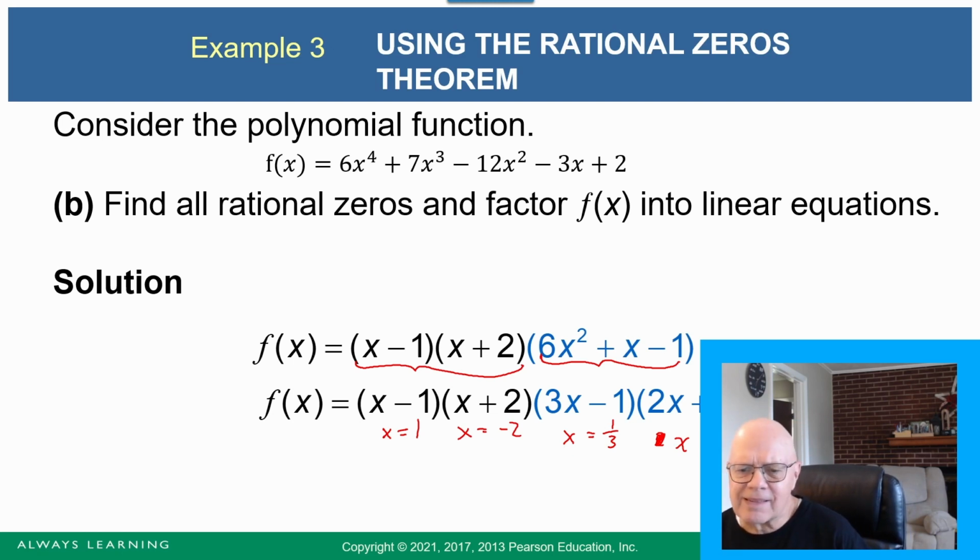Now, is it a coincidence that there are 4 zeros? No, not really, because if you look at the original polynomial up here, it's a 4th degree polynomial. That tells you that there will be up to 4 rational zeros. And actually, we got 4. Now sometimes one of those, or 2 of them rather, might be complex numbers. In this case, all 4 of them are rational zeros.